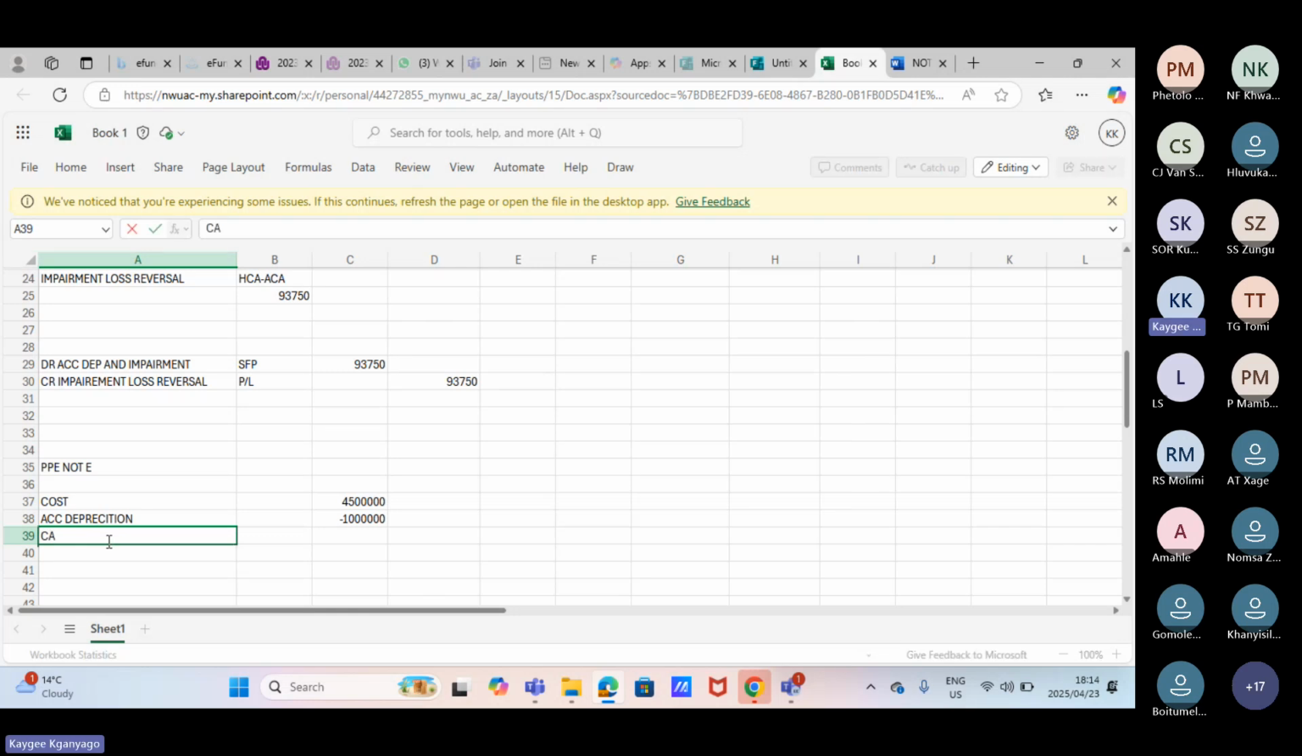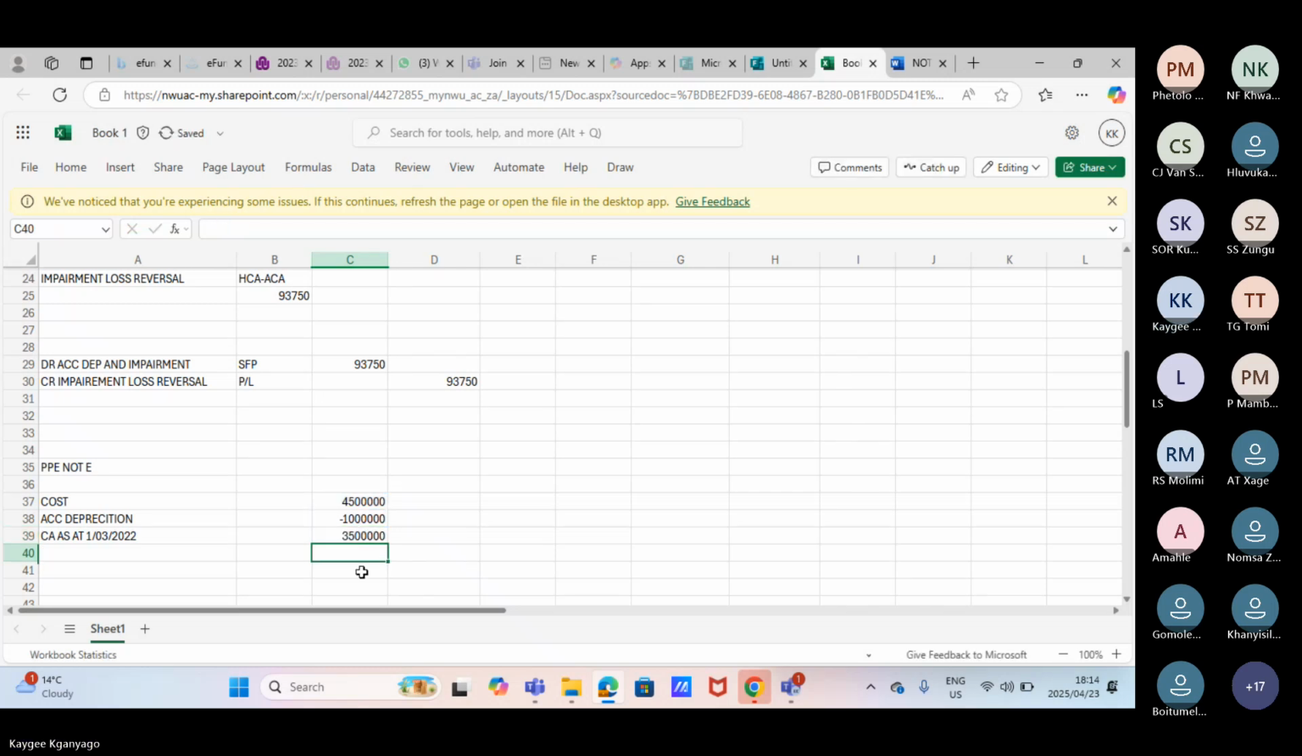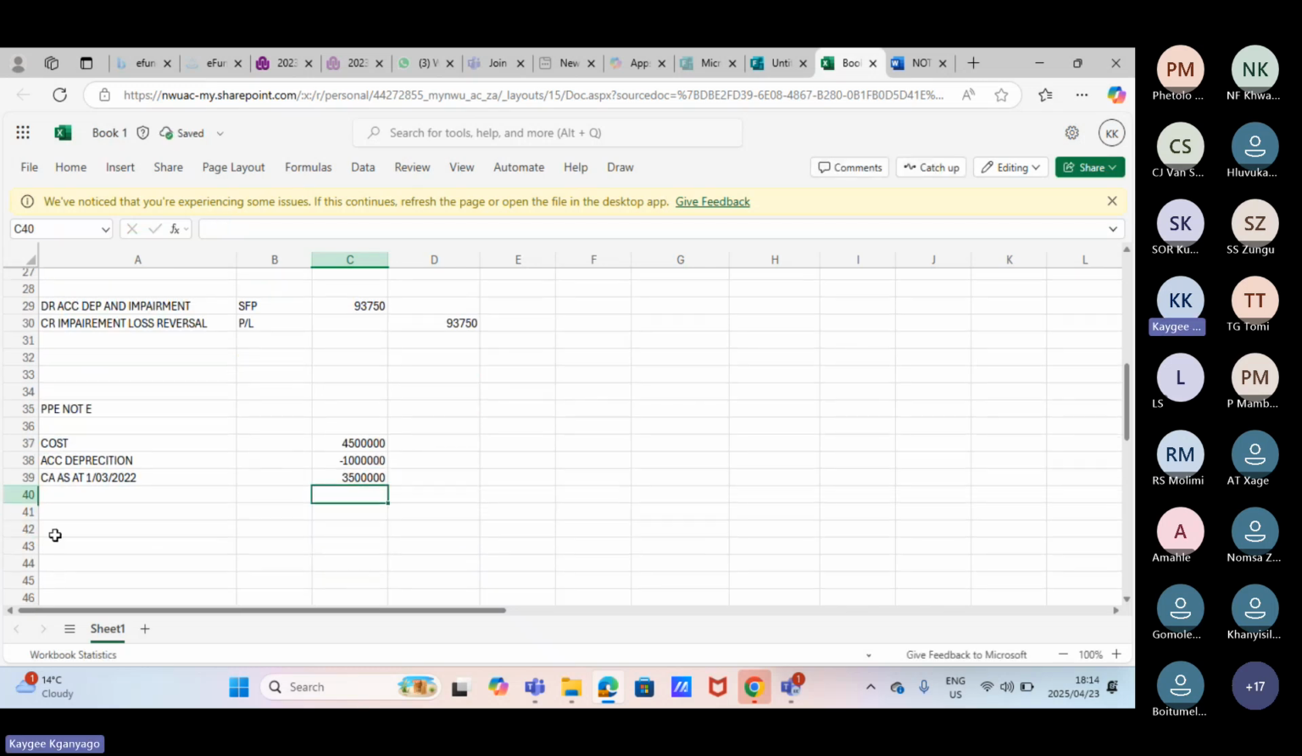Then my carrying amount at what date is this? 1st of March 2022. How much? It was going to be the sum of the two. Are we comfortable with the opening balances? Guys?